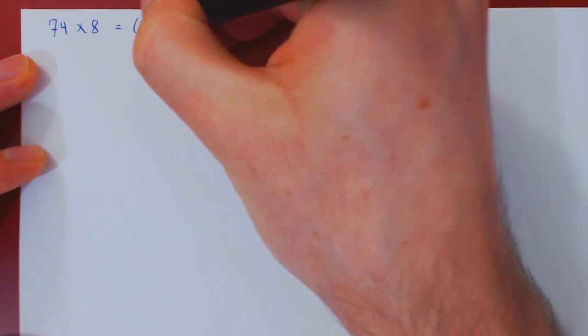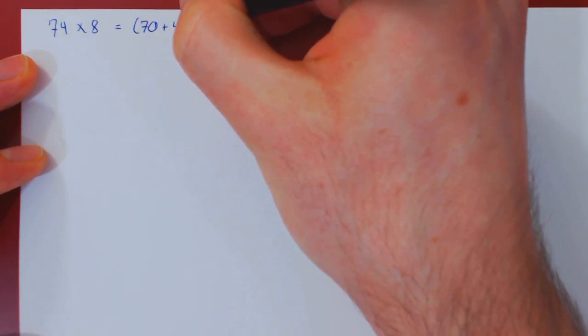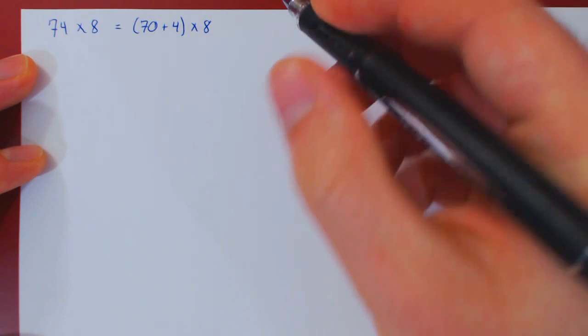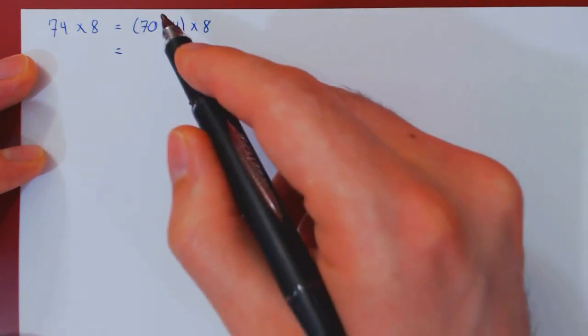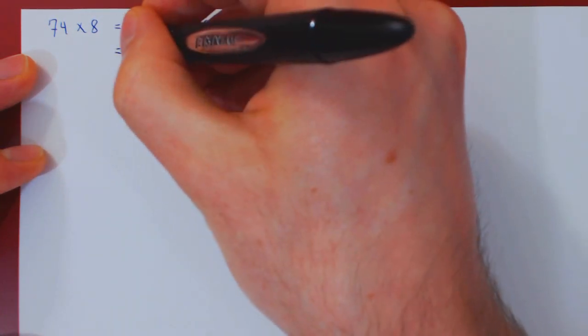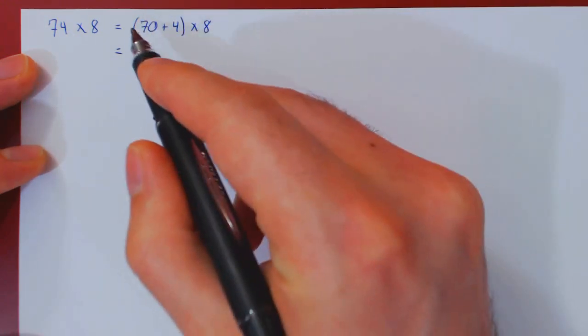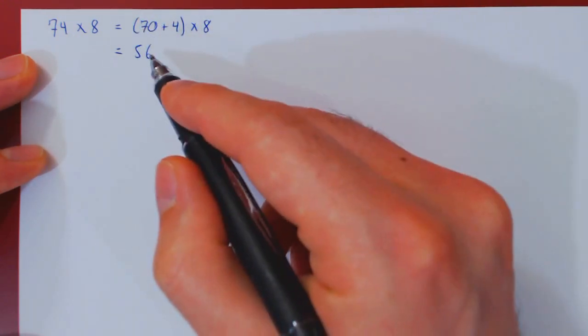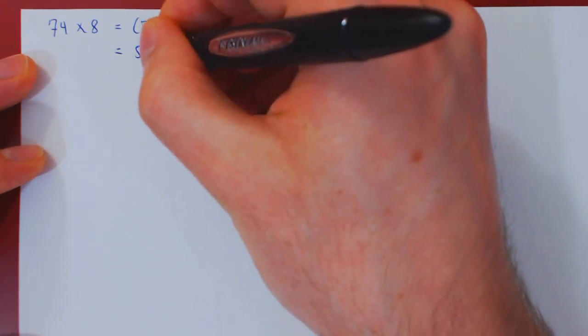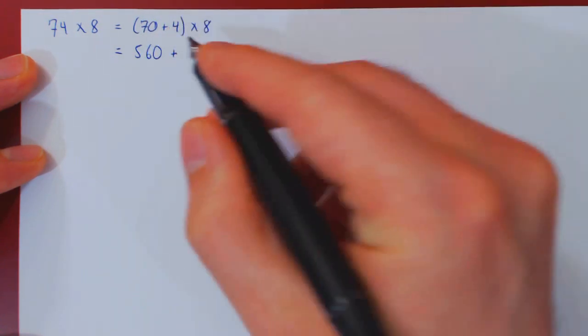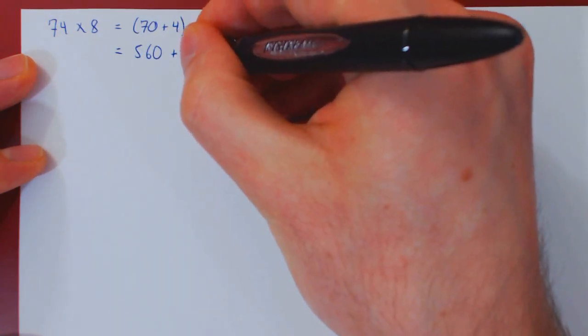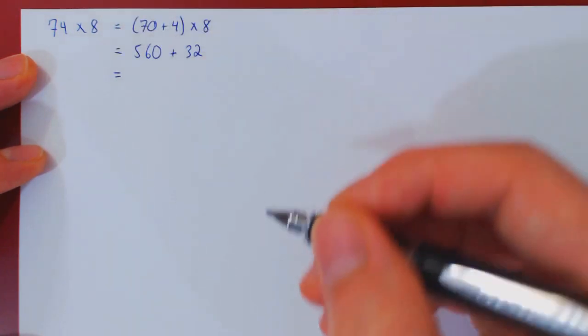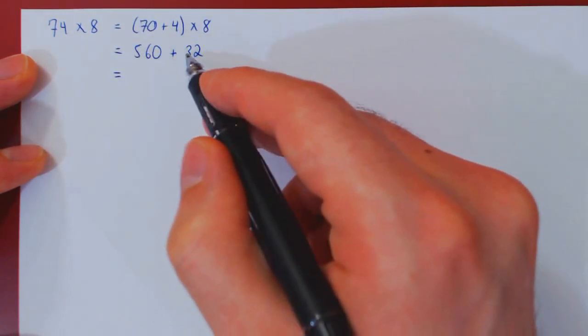Let's break up 74 into 70 plus 4. Now we can distribute each integer times 8. So 70 times 8, we'll do first 7 times 8 is 56. But then 70 is 7 times 10, so this is going to be 560. Plus 4 times 8 is 32. And so we have, as a final answer, 592.